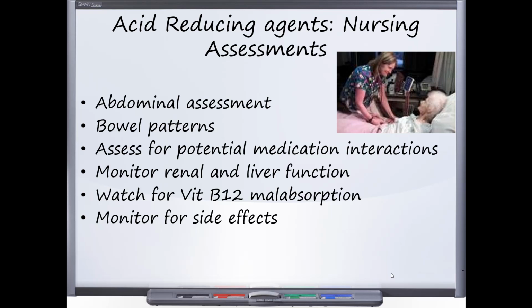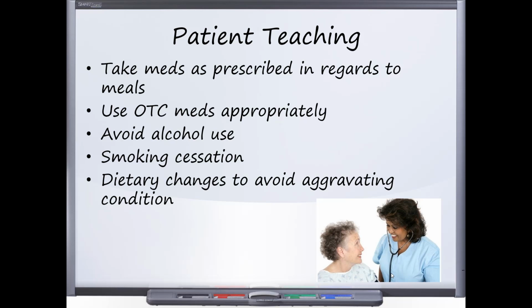Keep in mind that when we use medications to suppress the GI acid, there are certain nutrients and drugs that need an acidic environment in order to be absorbed. Long-term acid suppression can lead to a deficiency in your patient in folic acid, in iron, and also vitamin B12. So patient teaching really circulates around those items listed on your slide.